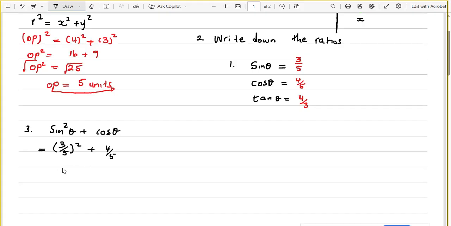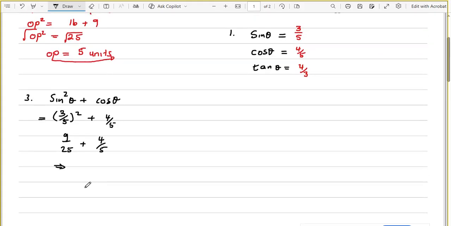So when you square that, you get 9 over 25. We add that to 4 over 5. Then you can use your calculator to find the final answer. What is that equal to? 29 over 25. That's your final answer, right?